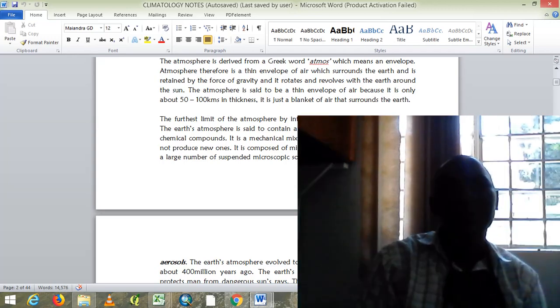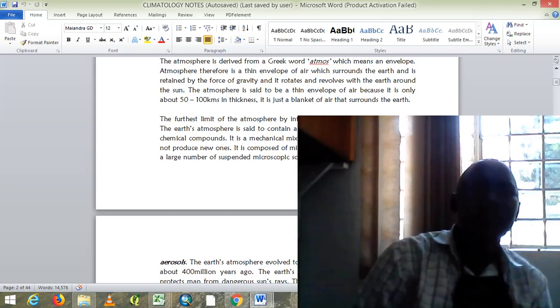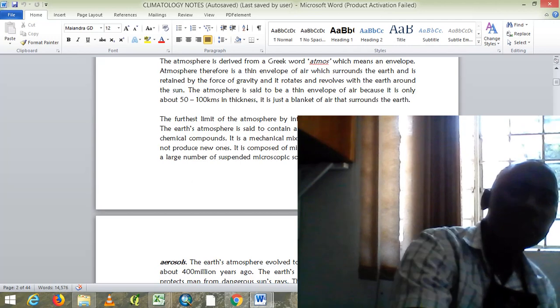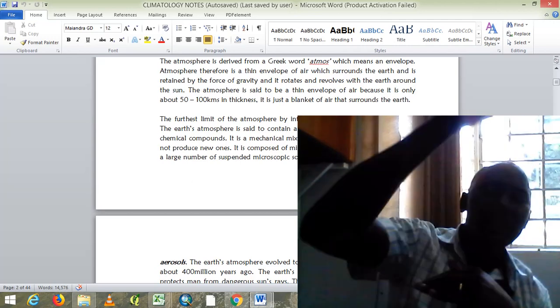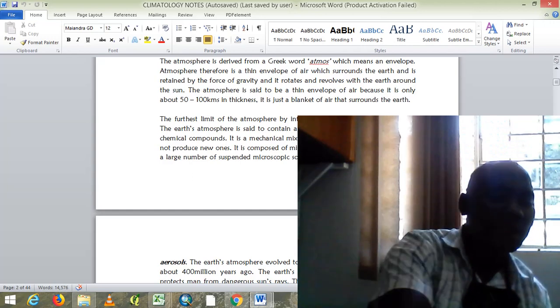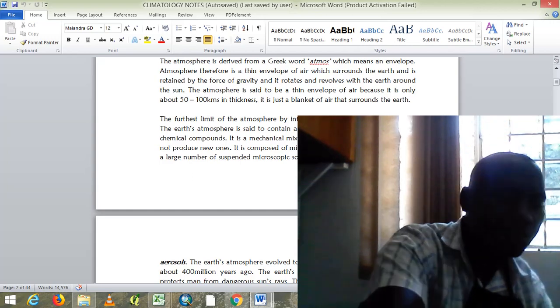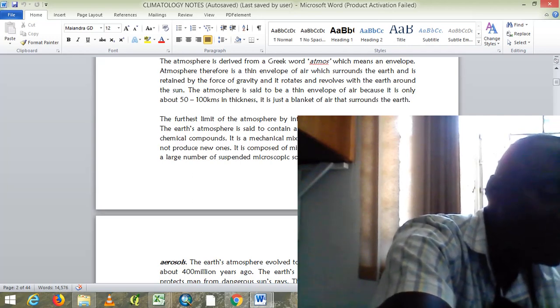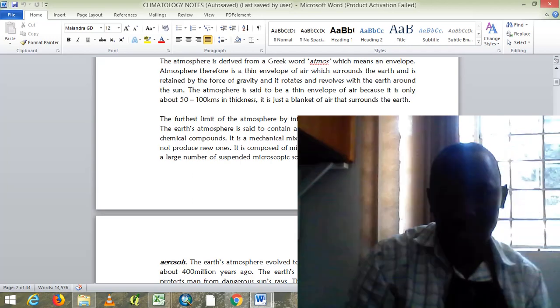Are we together? That's what we are talking about. That's what brings about the difference, the variation in terms of the length or the width of this atmosphere at the equator and at the poles. Because at the poles, the distance is longer than at the equator, where we're talking about a shorter distance.